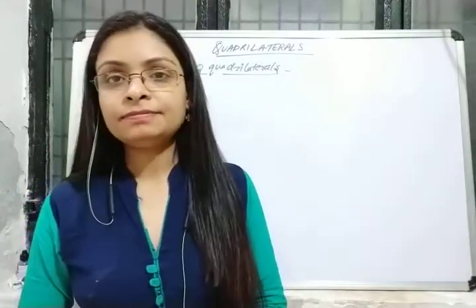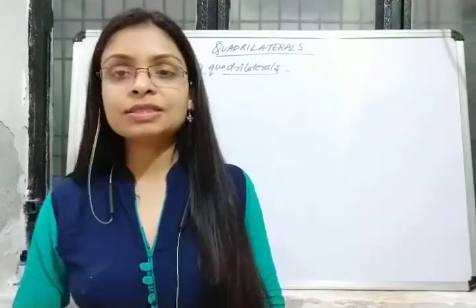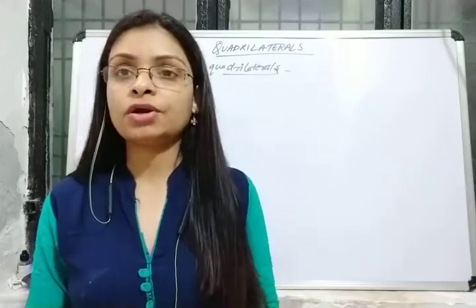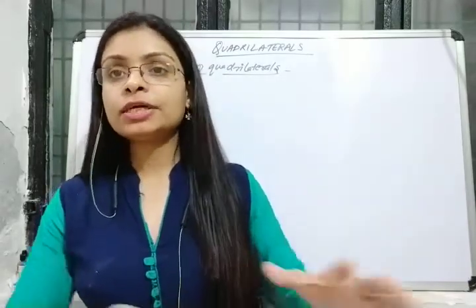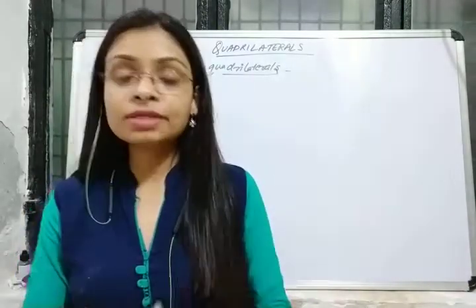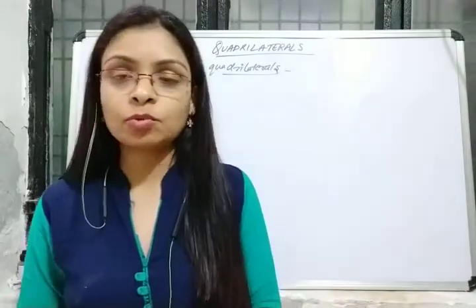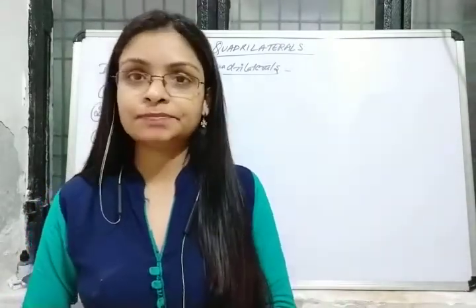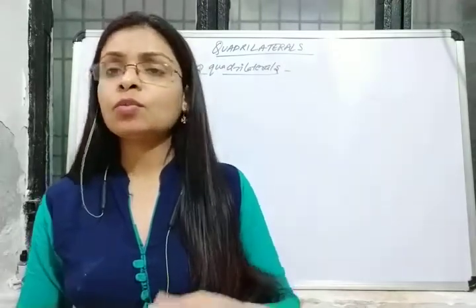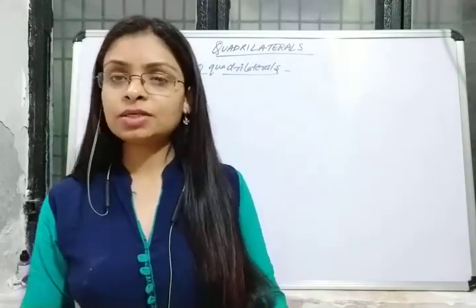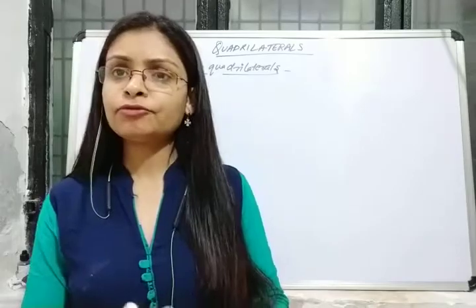Good morning everyone. Actually, we were discussing the constructions of quadrilaterals. Before going to that topic, we should know what a quadrilateral is, what the special types of quadrilaterals are, and their properties. So what is a quadrilateral? It's very easy. A quadrilateral is a polygon made up of 4 line segments.